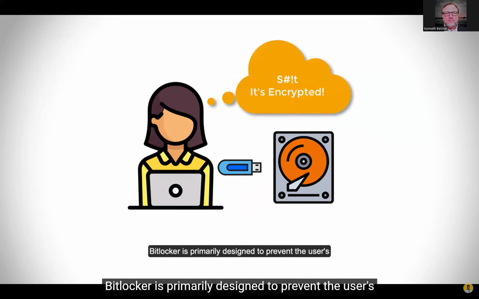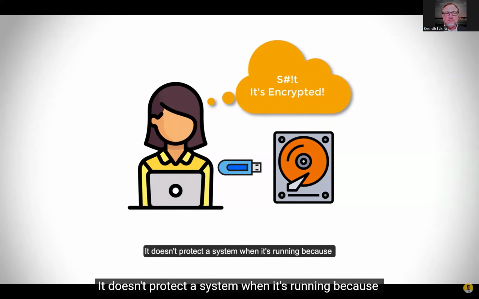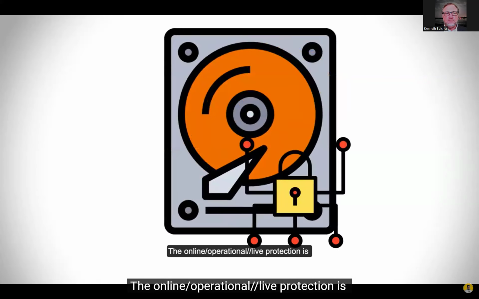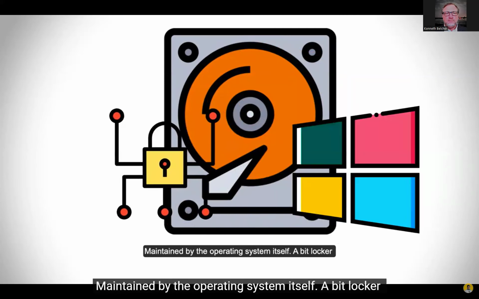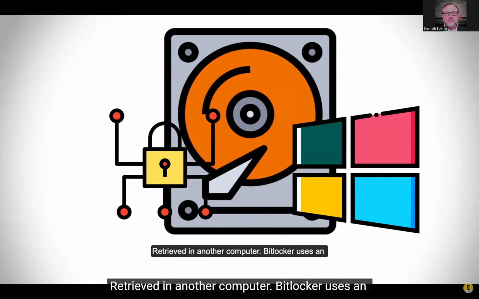BitLocker is primarily designed to prevent a user's data or even a company's data from being viewed, extracted, or retrieved in case a drive is stolen. It doesn't protect a system when it's running, because the online operation live protection is maintained by the operating system itself. BitLocker is basically something that protects the data from being viewed or retrieved in another computer.